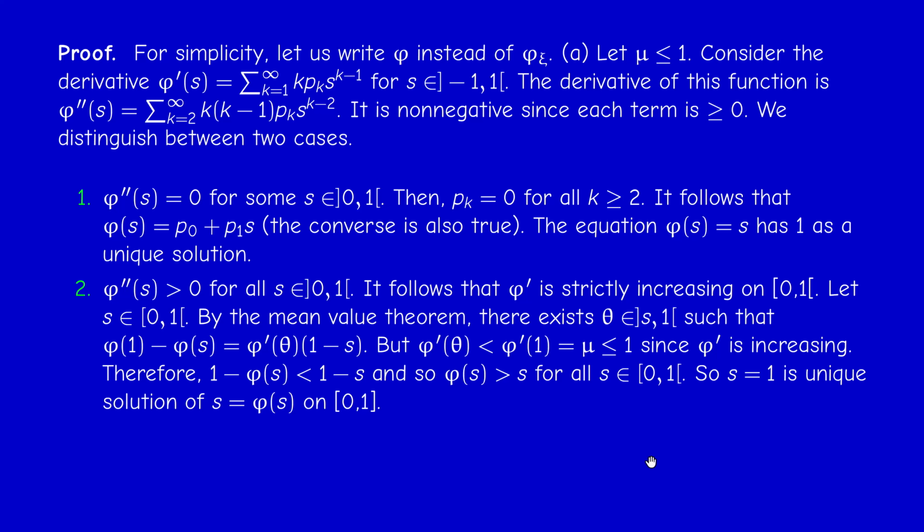So s equals 1 is the unique solution of s equals phi of s, because for all other values, phi of s is strictly bigger than s, so cannot be equal to s, if s is strictly less than 1. So this concludes the first case, where we have almost certain extinction. So we just look at the expectation of the random variable of reproduction.